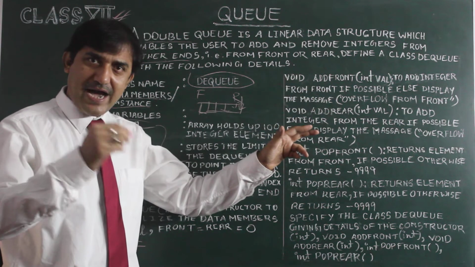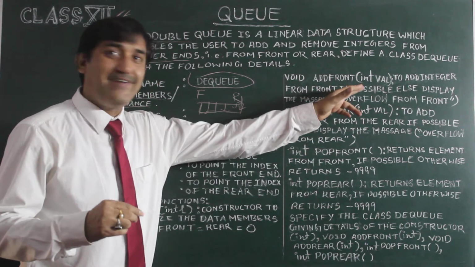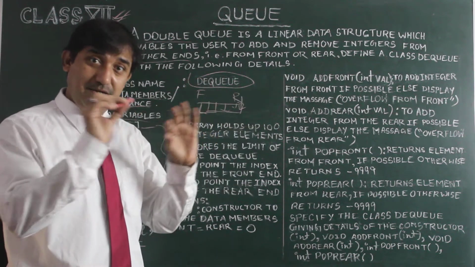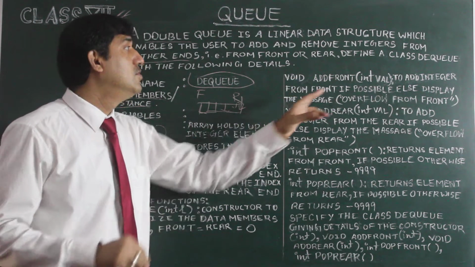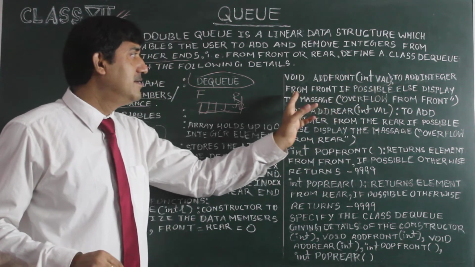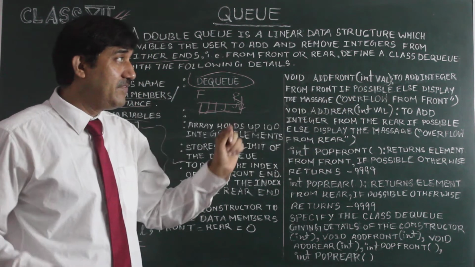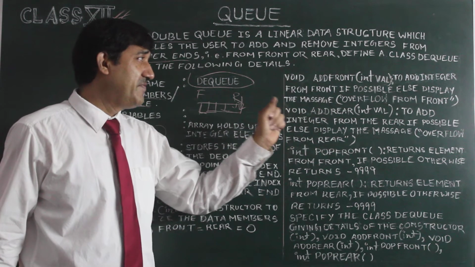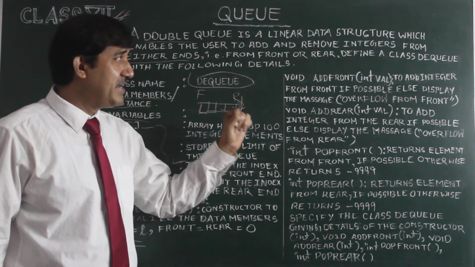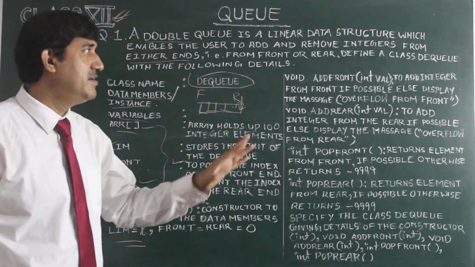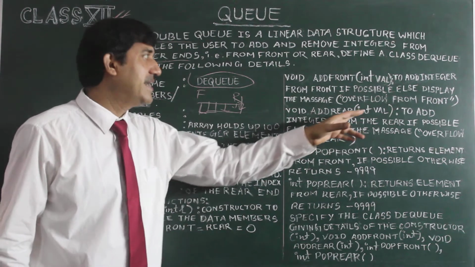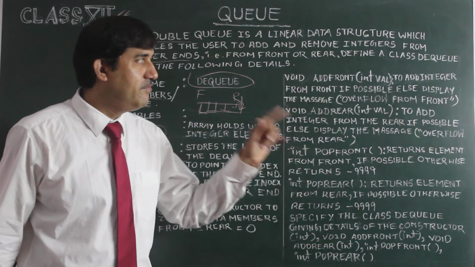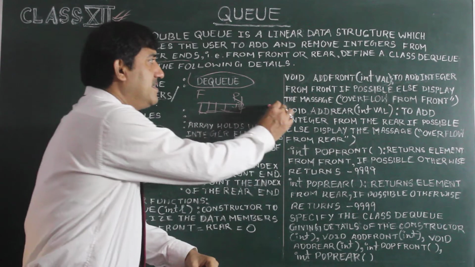Now after that, void addFront(int val). So int val is the value, the element you want to add. You are adding the integer from the front if possible. If it is possible, fine, then you enter it; else display the message that there is an overflow. Overflow where? From the front. Next, this is the method.